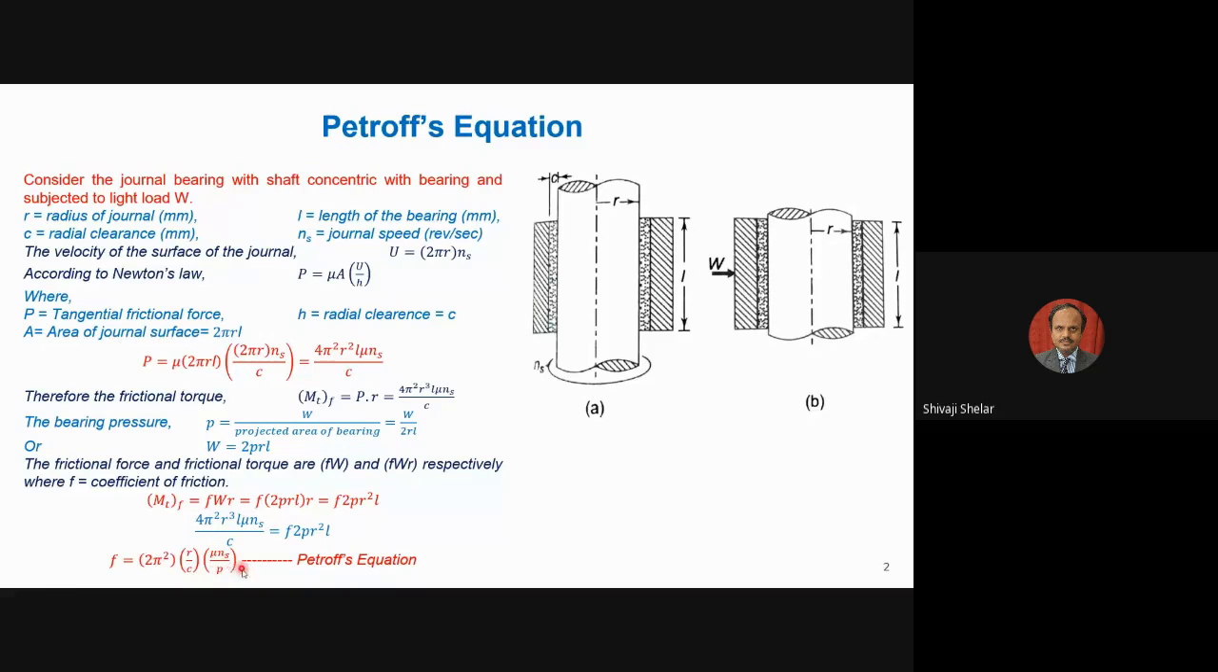Now, it is inversely proportional to P. So if your unit bearing pressure value is more, then your coefficient of friction value is less. But if your unit bearing pressure value is small, then your coefficient of friction value will be high.